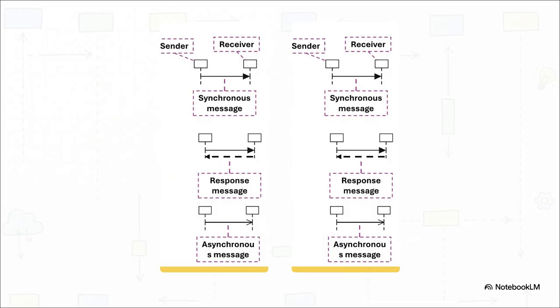Messages. This is really the heart of the interaction, and the key thing to look at is the arrowhead. It's a small detail, but it's crucial. A solid arrowhead means it's a synchronous message. So the sender waits for a response before it does anything else. On the other hand, an open arrowhead means it's asynchronous. The sender just fires it off and moves on immediately. Getting this distinction right is absolutely critical when you're modeling system behavior.